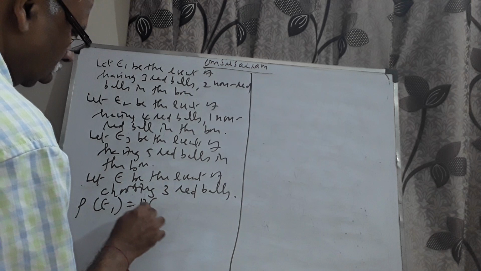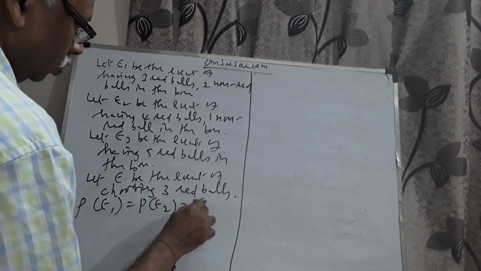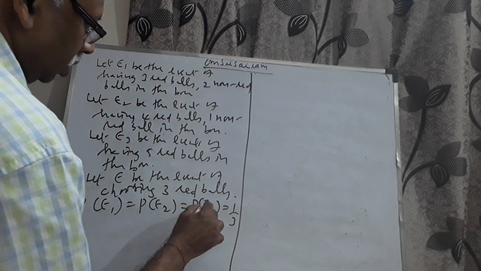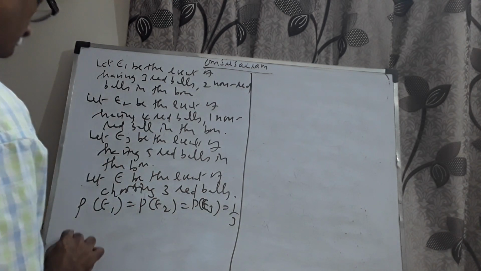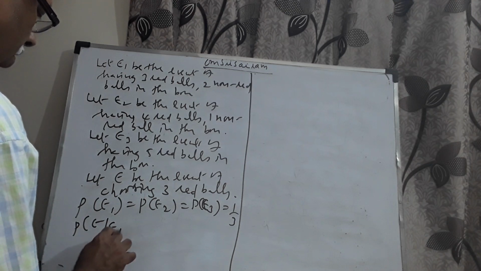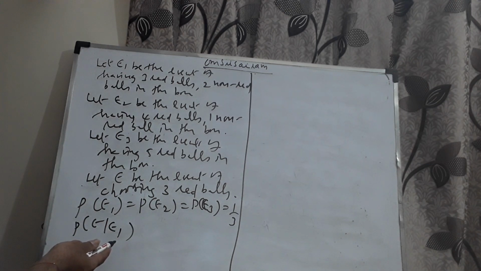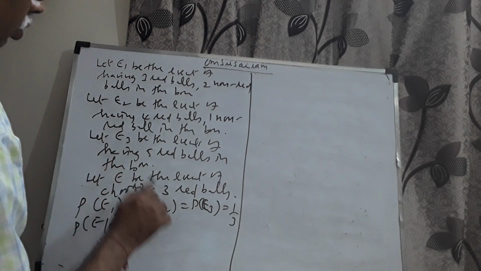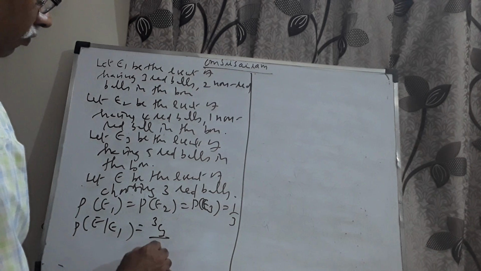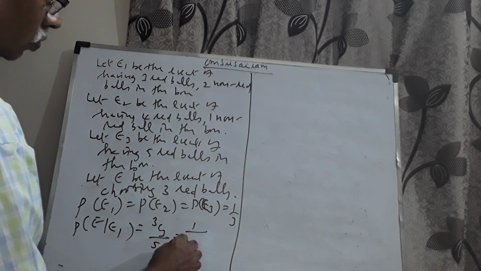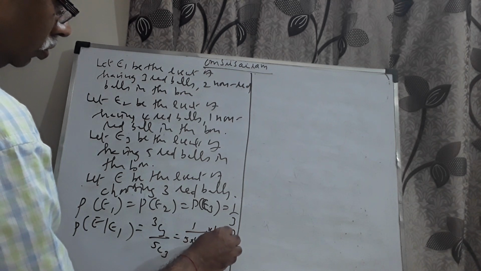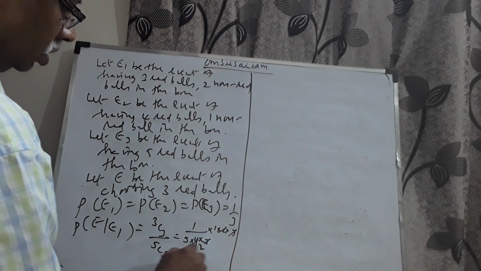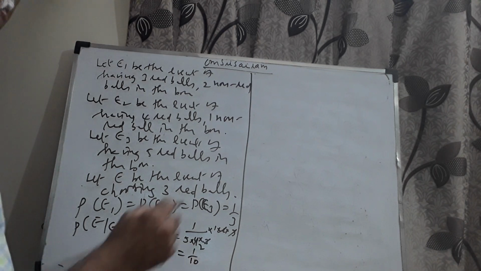Now P of E1 is equal to P of E2 is equal to P of E3 is equal to 1 by 3. Those are 1 upon those 3 possibilities. Now P of E given E1. This first possibility is considered, from which I am choosing 3 red balls. Therefore, there are 3 red balls, 3C3 by 5C3, which is 1 by (5 into 4 into 3) by (1 into 2 into 3). Here 3 gets cancelled. It will end up with 1 by 10.